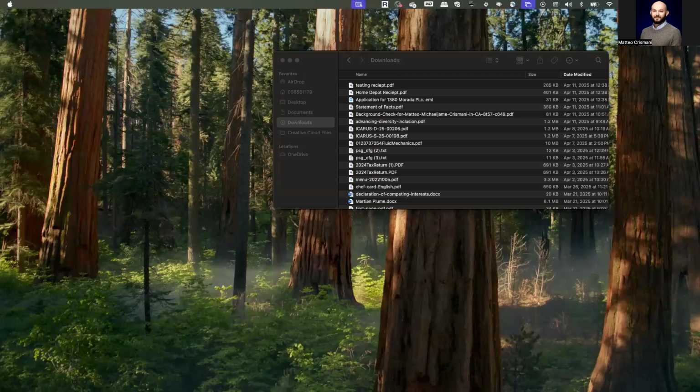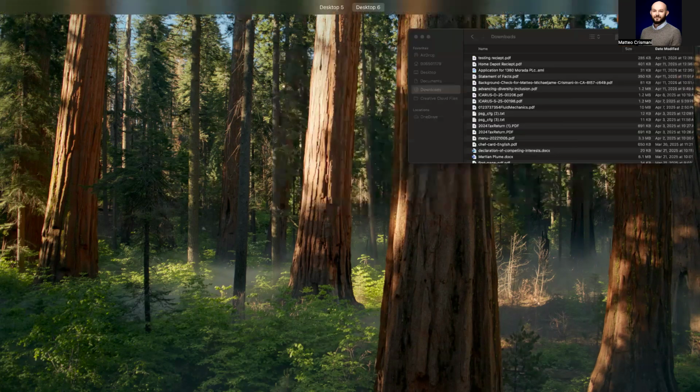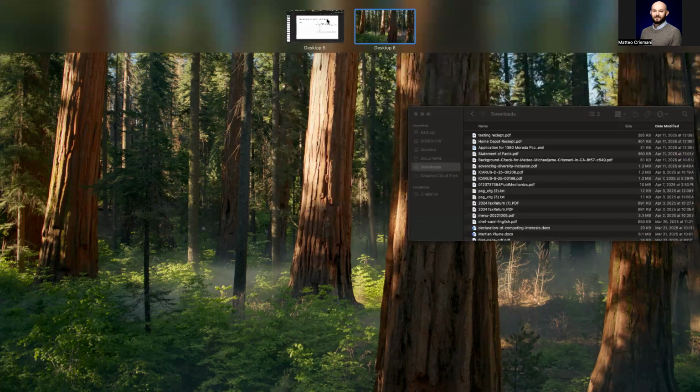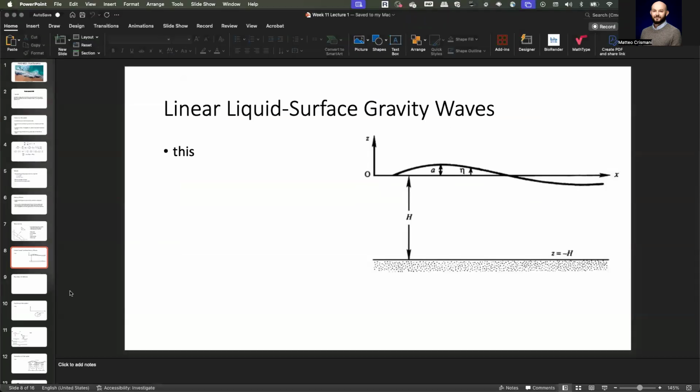Okay. So we moved away from a discussion of just thinking abstractly about all the ways in which maybe we can create momentum, create energy. And now we're going to think about how the fluid actually moves under those constraints, right? We were talking about linear liquid surface gravity waves, something like this, right?